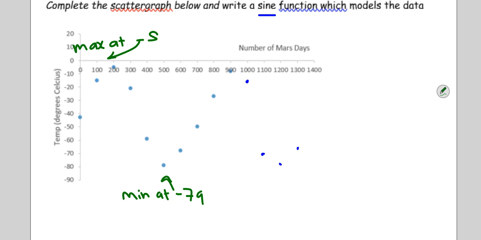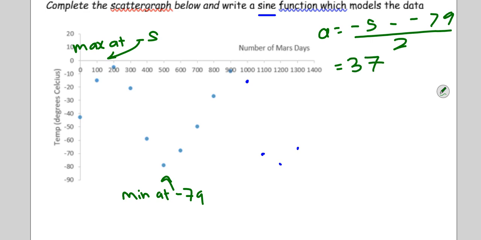So how would we work out our amplitude? Subtracting from each other: -5 minus -79. So I guess 84 divided by 2 would be 42. No, other way, sorry. 74 over 2, which is 37. Okay, so we've got A is 37.